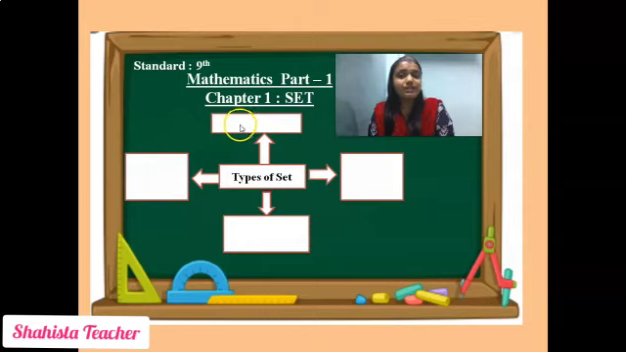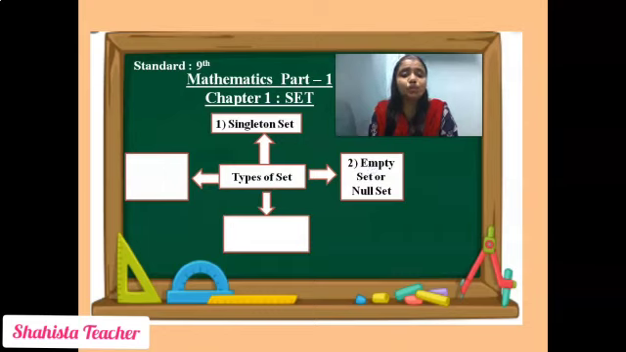First type is singleton set. Singleton sets are those sets which carry only a single element. Second is empty set or null set. Empty sets or null sets are those sets which do not carry any element. Such type of a set is known as empty set or null set.